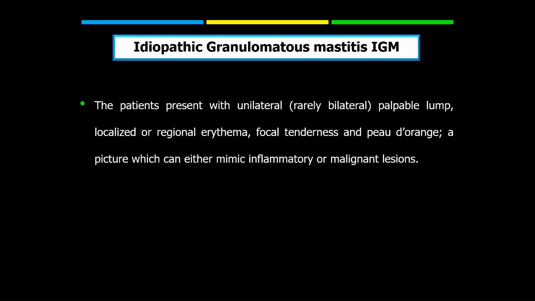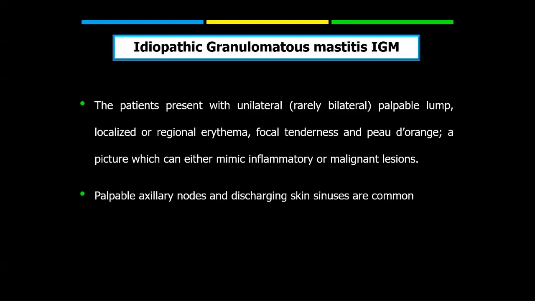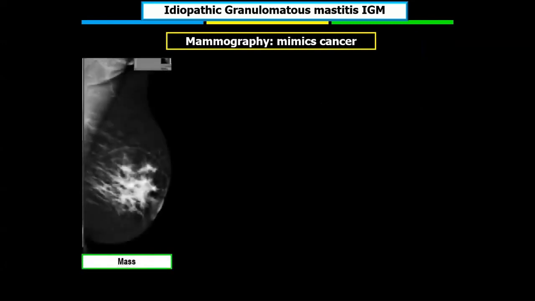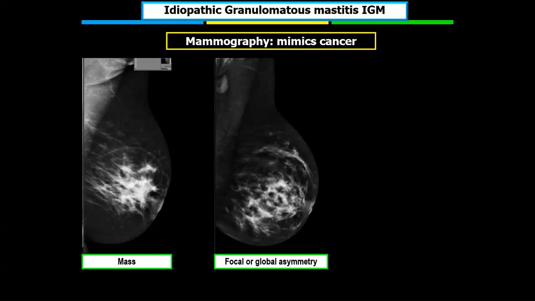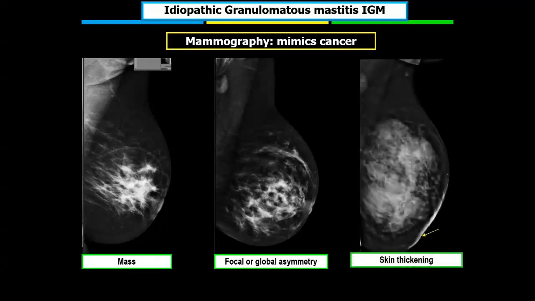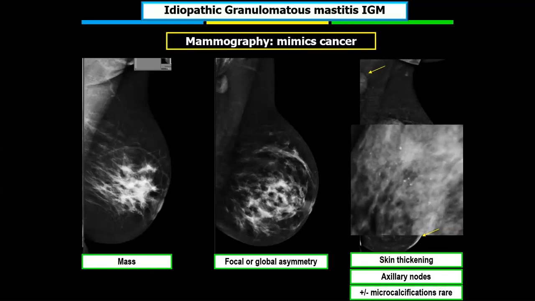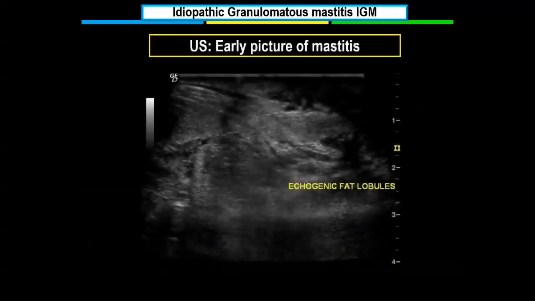The patients usually present with a picture which is typically like the malignant breast lesions with palpable axillary lymph nodes, and sometimes she has discharging signs. On a mammogram, the picture also mimics cancer. She might present with a mass lesion with focal or global asymmetry, and she might have skin thickening, pathological lymph nodes with plus or minus calcifications.